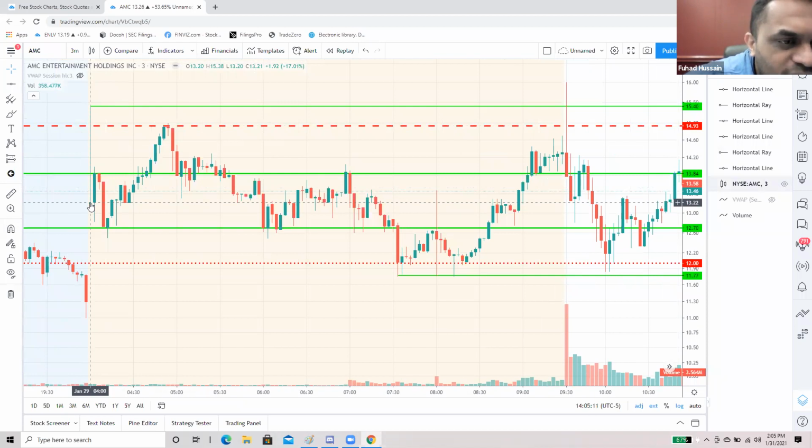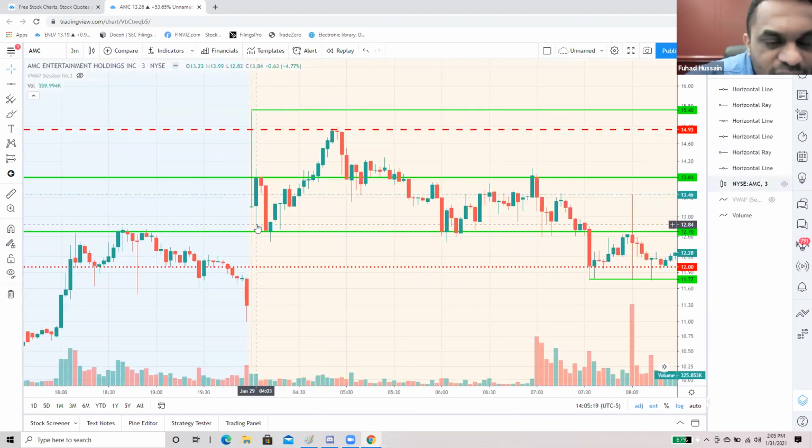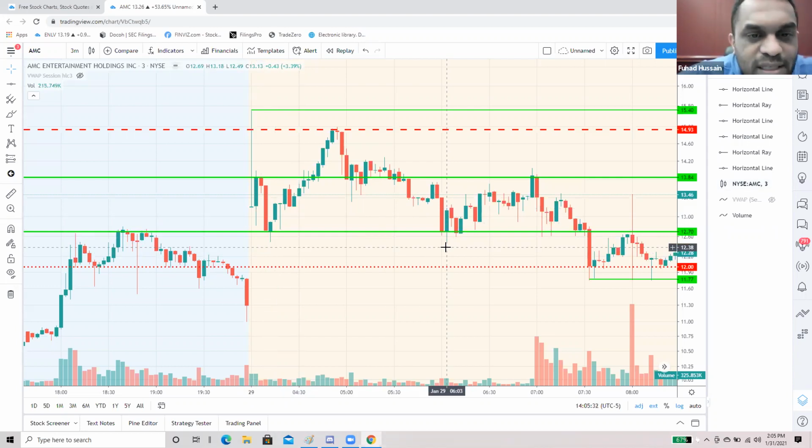So the buyers came in and tried to take the stock all the way up and they failed, and it wicked out. Same thing right here. The sellers tried to bring the price all the way down, but buyers came in and the price went all the way up right here. And when you start seeing wicks near your support and resistance line, you want to see confirmation.